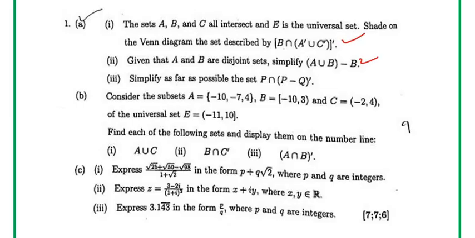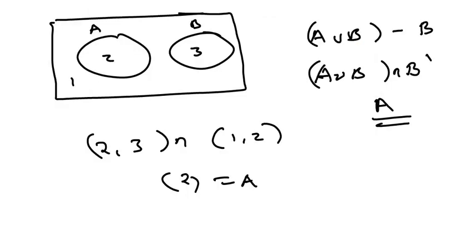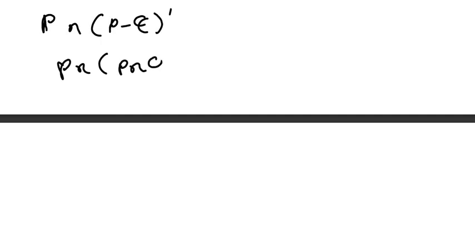Then here again, they want us to simplify this. They want us to break it down until we cannot break it any further. So this is simply P. They're saying there's a P intersection P minus Q. Then there's a complement. This will be P intersection Q complement. There's a complement outside. We can bring the complement inside. That's going to be like this.